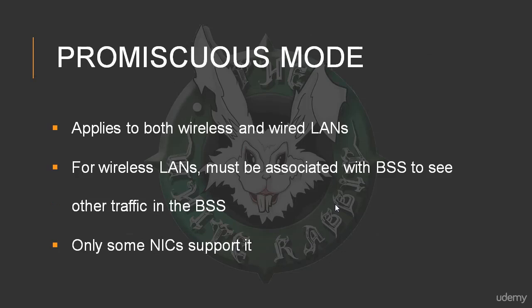We go to promiscuous mode first. This applies to both wireless and wired LANs in the sense that a network interface card in promiscuous mode will just pass up all frames, even those where the destination MAC address is a different device. For the case of wireless LANs in promiscuous mode, they have to be associated with a BSS to see other traffic in the BSS. Therefore, this might not be so powerful because you have to be associated with a BSS. It's kind of like being plugged into a wired LAN. So when you're associated, then you belong to that wireless LAN, and then you see all the traffic in it in promiscuous mode.